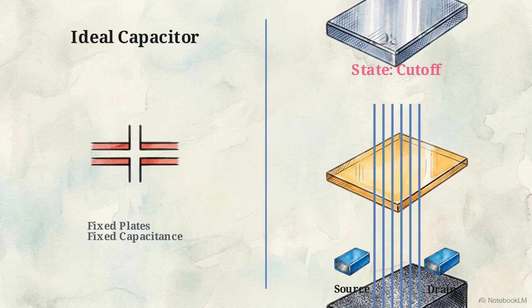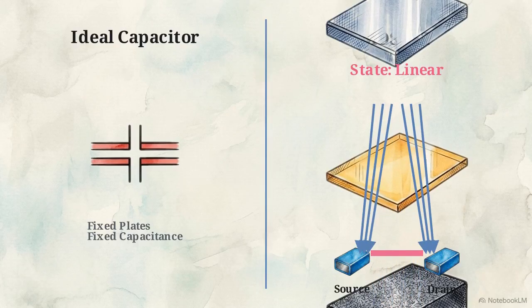The gate capacitance is coupled directly into the deep bulk substrate. As voltage increases, the transistor enters the linear state. An inversion layer materializes, creating a conductive channel that bridges the source and the drain. Because the channel now connects to both terminals, the gate capacitance is effectively equally distributed between the source and the drain.